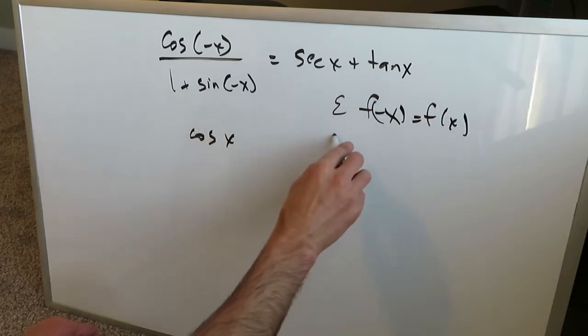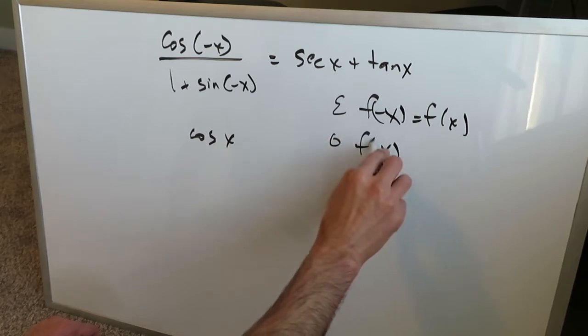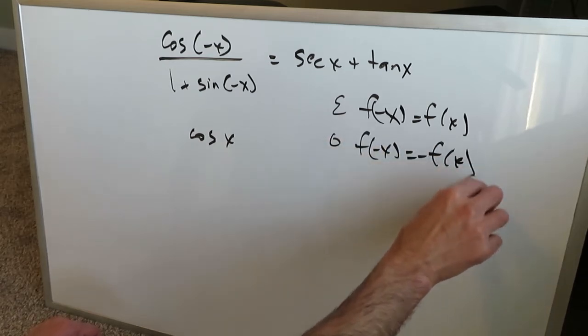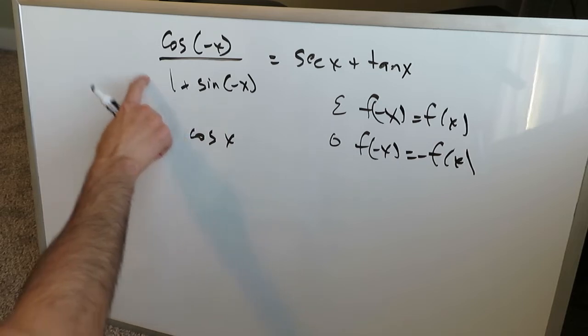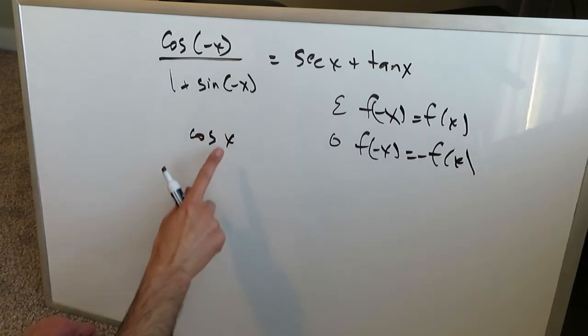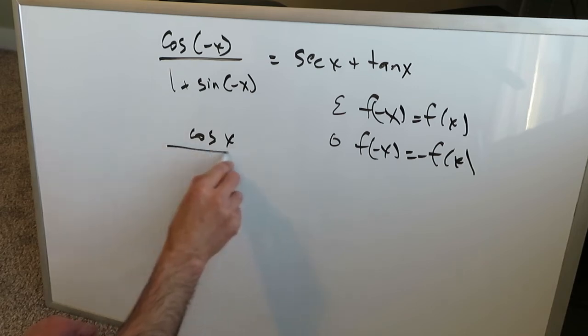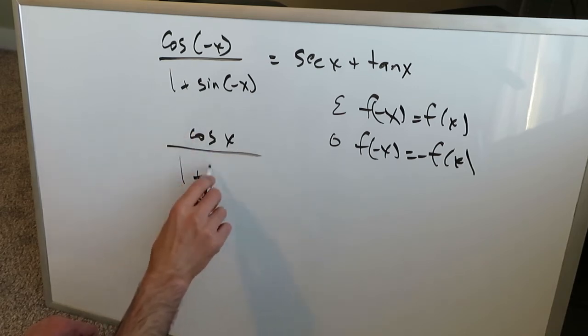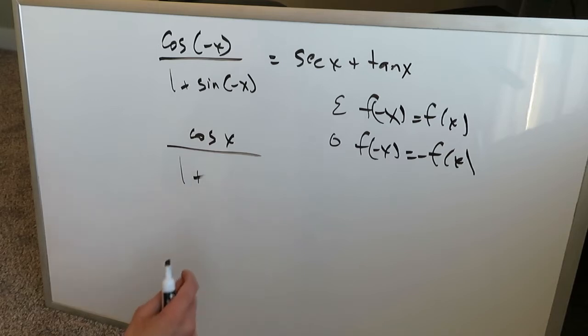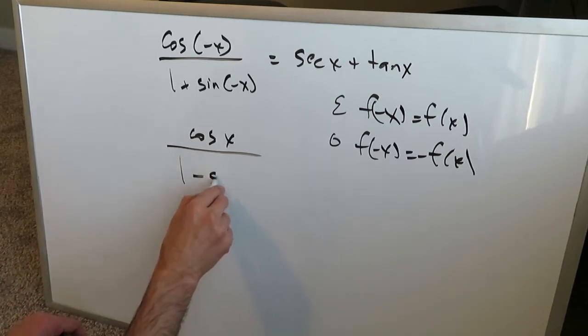And sine is an odd function. For an odd function, f of minus x is equal to minus f of x. So the question writer here is hoping you've forgotten that, but you haven't. And you proceed with this. You convert cosine minus x into cosine x because it's an even function. In the denominator, sine minus x becomes a minus sine x because it's an odd function, so you get 1 minus sine x.